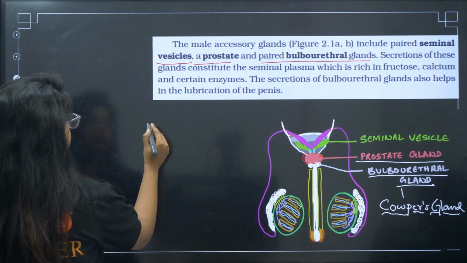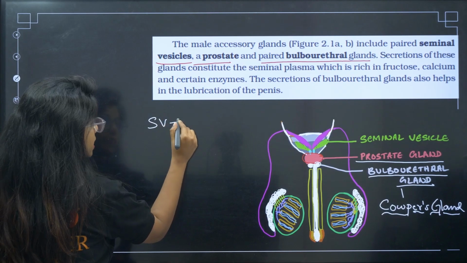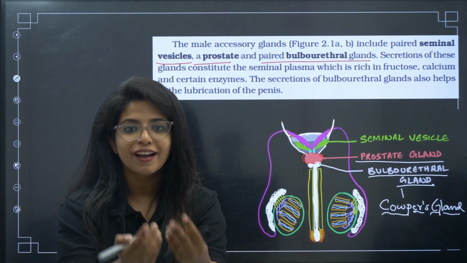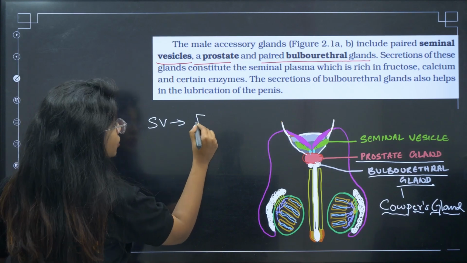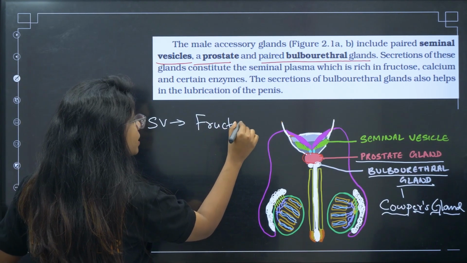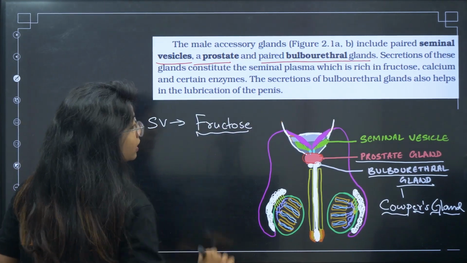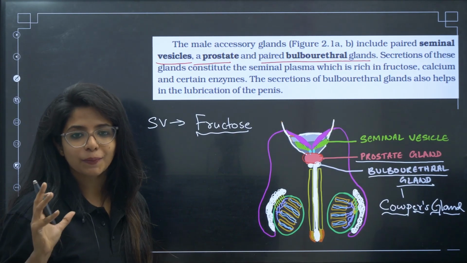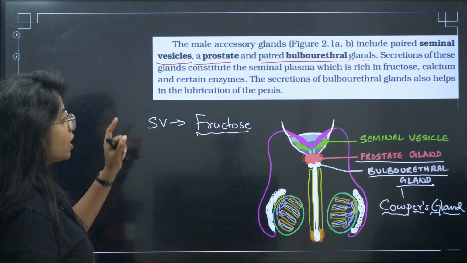So seminal vesicle, I'll just write it. Seminal vesicle is responsible for giving the sperm fructose. And what is the use of fructose? It provides immense amount of energy for the sperm to move. It is a mode of nutrition for the sperm, and who gives it?